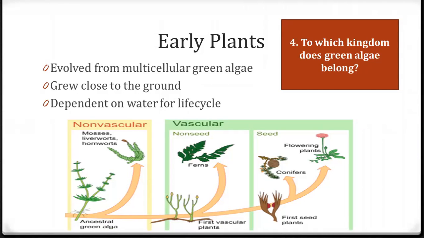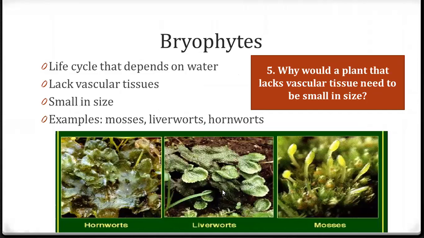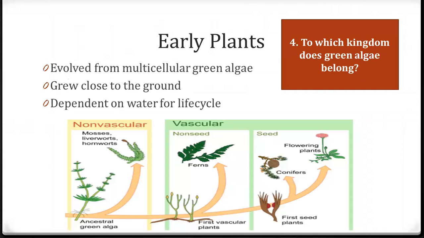Early plants, already on page 3. Okay, early plants evolved from multicellular green algae. We talked about green algae in the last unit. It grew close to the ground, and it depended on water for its life cycle. So this is showing you early ancestors here. This is your ancestral green algae. It makes some non-vascular plants first, and then vascular, non-seed plants, and then as you go along, seed plants, conifers, and flowering plants. Okay. I think you have to write that down too.